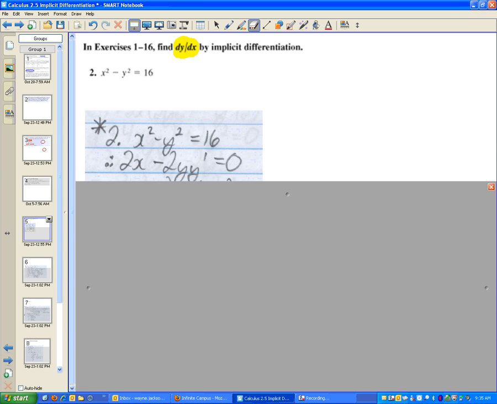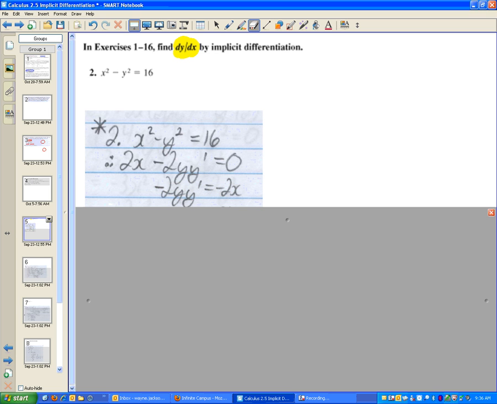All right. Now we solve it for y prime. You do whatever steps you have to do. If you have more than one y prime, you would want to get them together, combine like terms, which almost never works, but that's what you'd like to do. You put all the other stuff on the other side. So let's subtract 2x from both sides, and we'll get negative 2y y prime equals negative 2x.